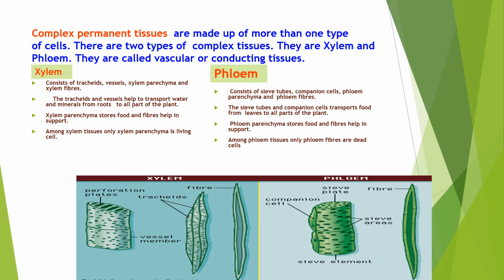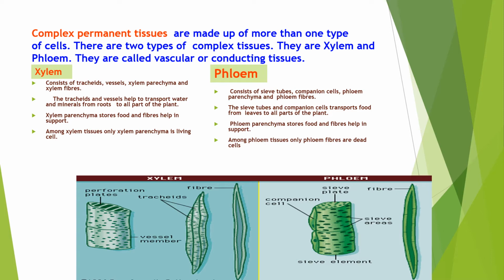Xylem consists of four types of cells. They are tracheids, vessels, xylem parenchyma, and xylem fibers. The tracheids and vessels help to transport water and minerals from the roots to all parts of the plant. Xylem parenchyma stores food, and fibers help in mechanical support. Among the xylem tissues, only xylem parenchyma is the living cell. The remaining are all dead cells.